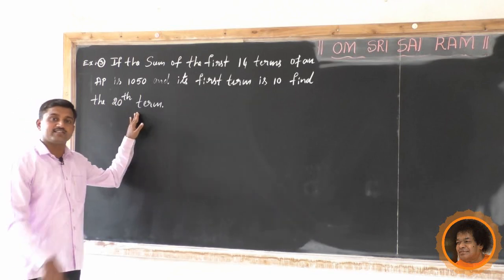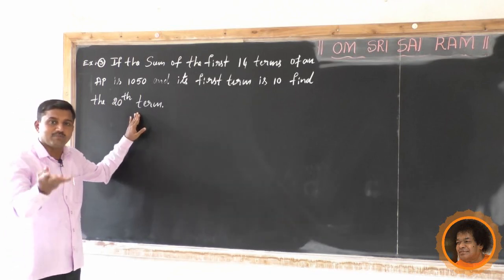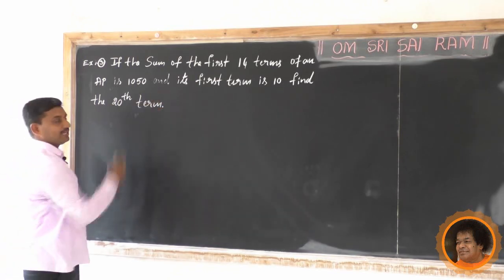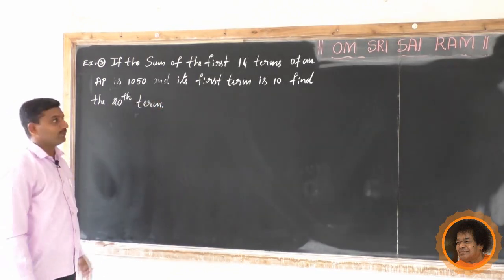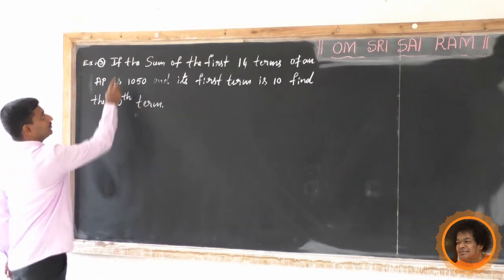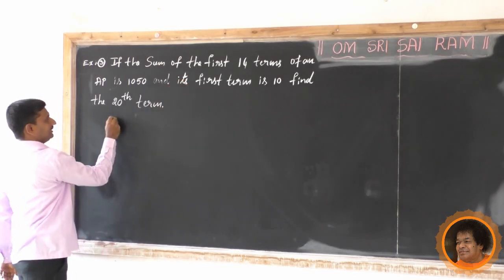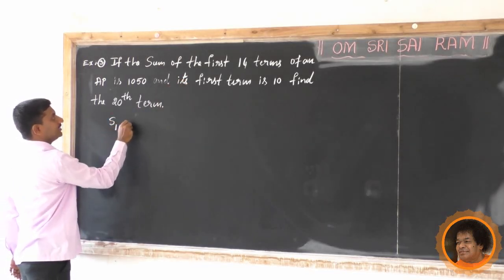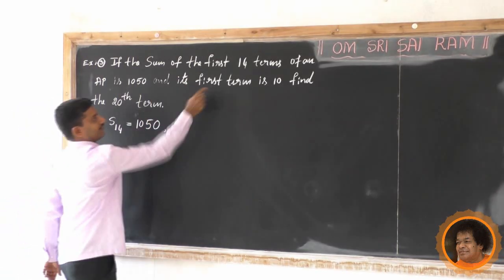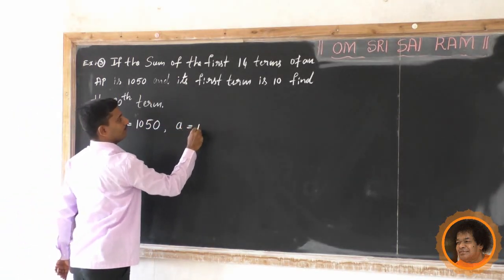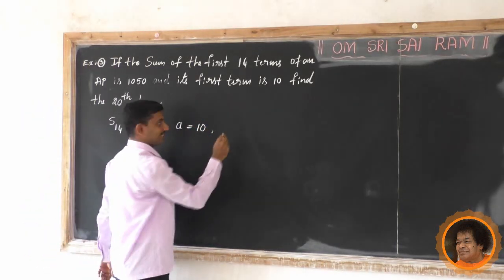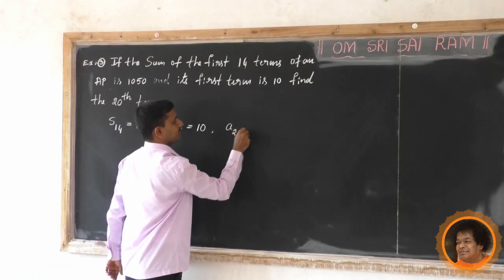How to find the 20th term? You know the formula: An is equal to a plus n minus 1 into d. A, the first term, is given. What about d, the common difference? We don't know its value, so first find the common difference. The sum of the first 14 terms, denoted S14, is equal to 1050, and its first term a is equal to 10. Find the 20th term, denoted A20.